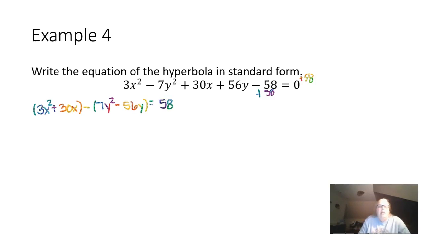Now, you're probably thinking, hang on, that 56 was positive up here. Yes, it was, but when I put parentheses around it, that negative changes the positive into a negative, because if I distribute the negative in here, I want to get a negative 7y and a positive 56, because that's what I had in my original problem. Before we can complete the square, our squared term has to have a 1 coefficient. That means in the first parentheses, I need to factor out a 3. We'll have x squared plus 10x. In the second one, I'm going to have to factor out a 7. We'll have y squared minus 8y.